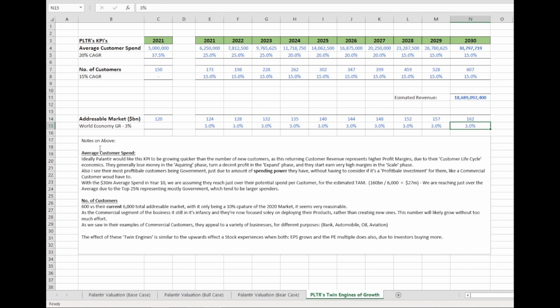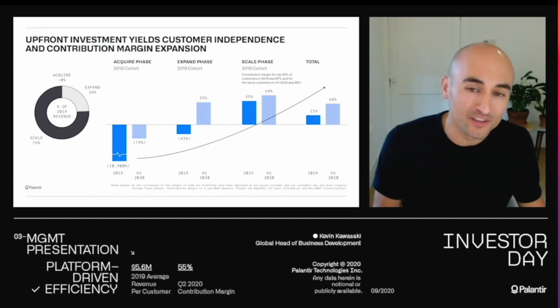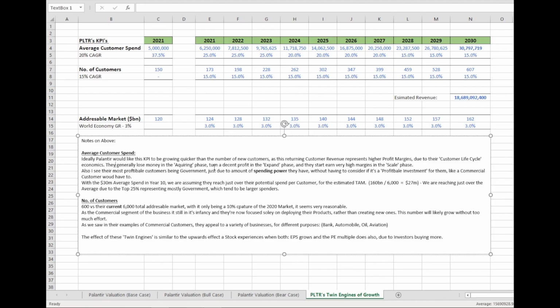Just some notes on the above. I just want to run through quickly, just tying up some loose ends, as I say. So ideally, Palantir are going to want this to grow quicker than the number of customers, just due to their customer lifecycle economics. If we look at the presentation they provided on their investor day, you can see they can get from a loss leading sale to a very profitable, high margin sale in quite quick succession. So even the expand phase here isn't too bad. You can see they generally lose money in the acquiring phase, turn a decent profit in the expand phase, and they start to earn very high margins in the scale phase.